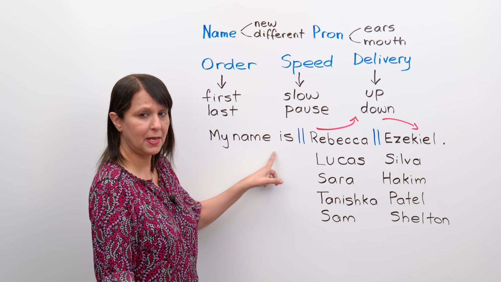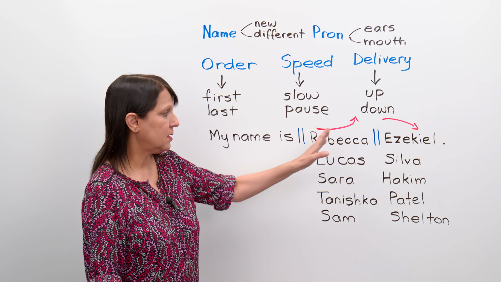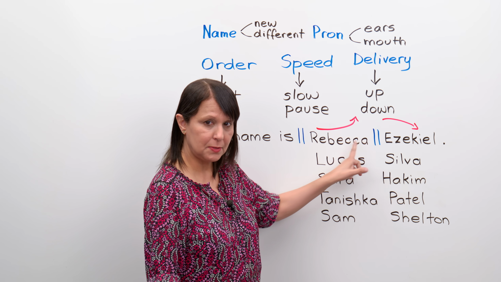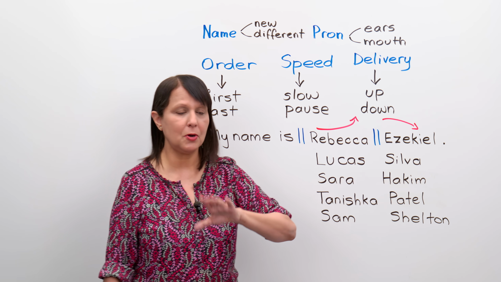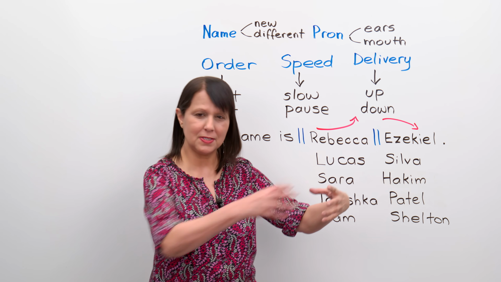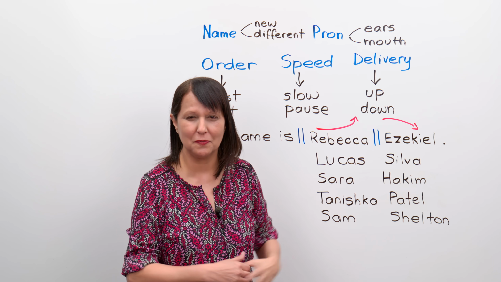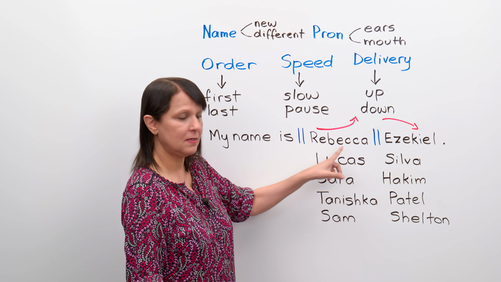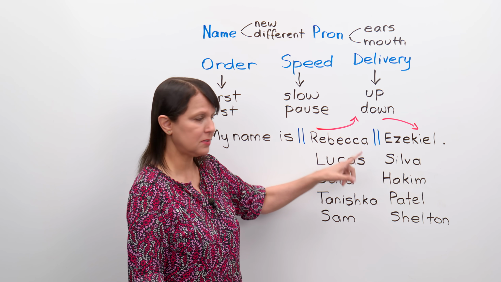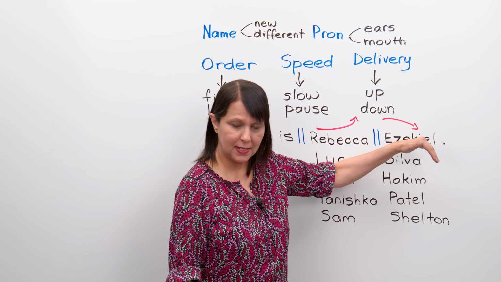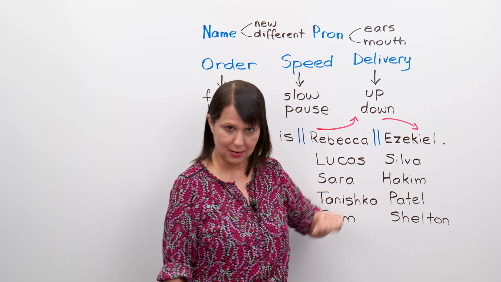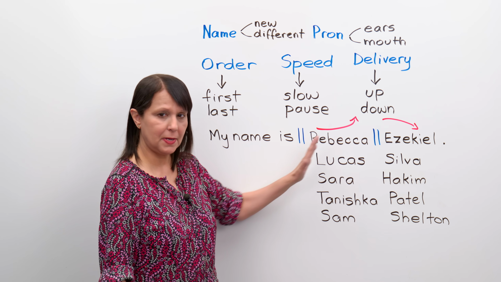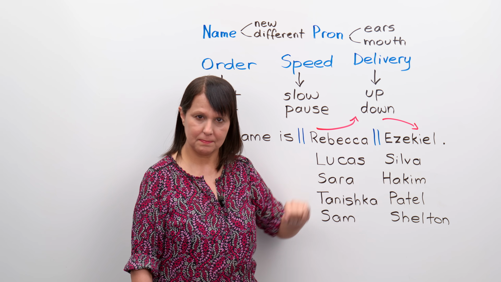First, there's a pause. My name is, pause, first name going upward, pause between the first and the last name. This part is really important. Otherwise, it all seems like one train that's going too fast. Okay? So, my name is, pause, first name going upwards, pause, second name, last name, sorry, going downwards. I'll say it again. My name is Rebecca Ezekiel.